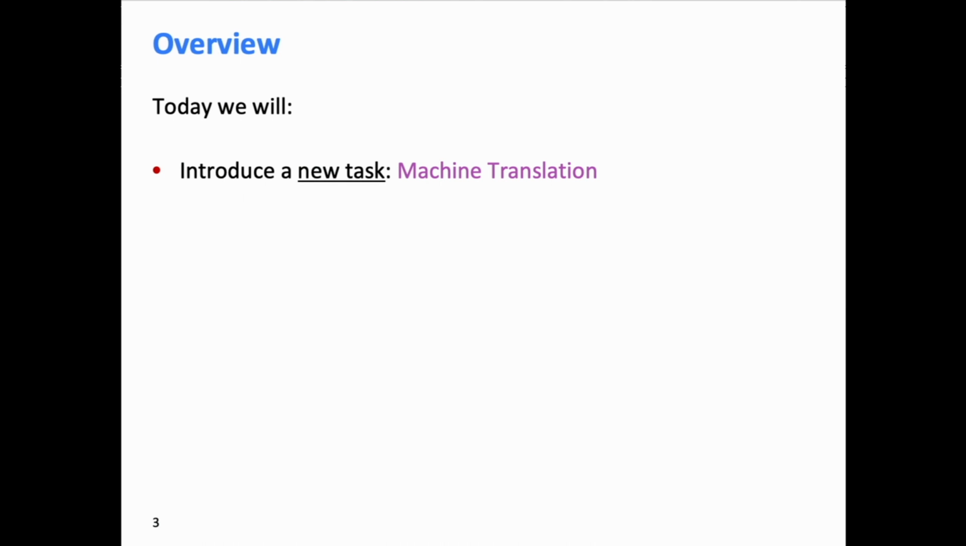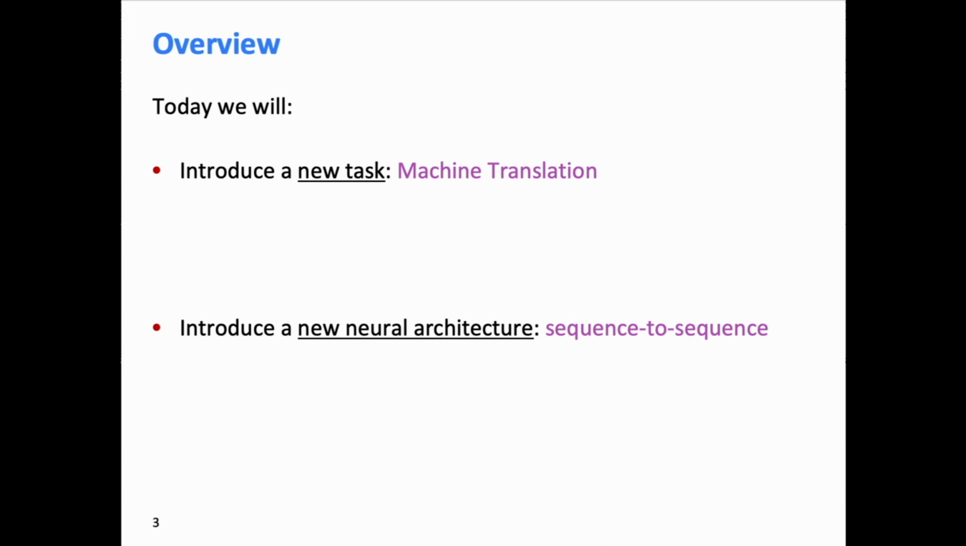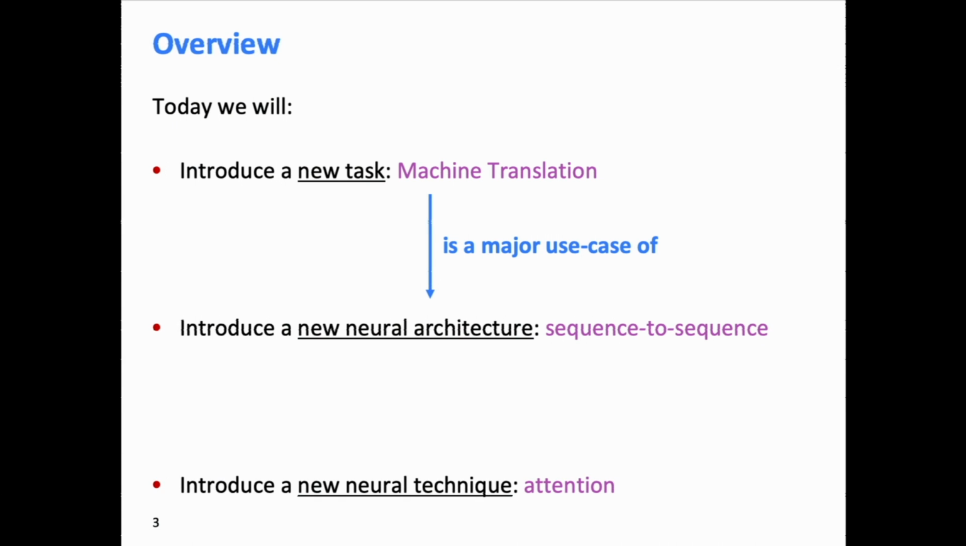OK, so here's the overview of what we're going to do today. Today, first we're going to introduce a new task in NLP, which is machine translation. And then we're going to introduce a new neural architecture called sequence-to-sequence. And the connection here is that machine translation is a major use case of sequence-to-sequence. After that, we're going to introduce a new neural technique called attention. And this is something that improves sequence-to-sequence a lot.